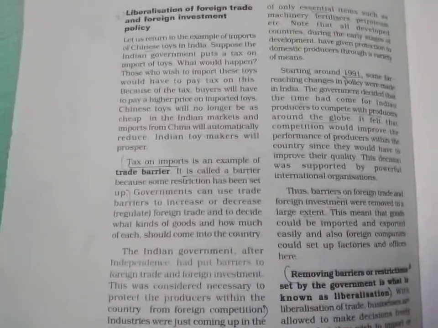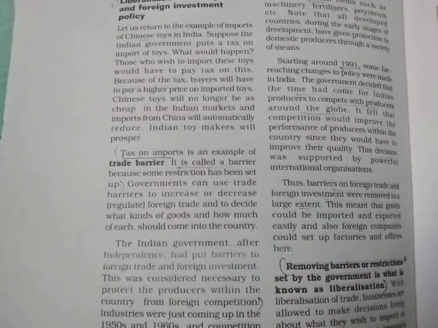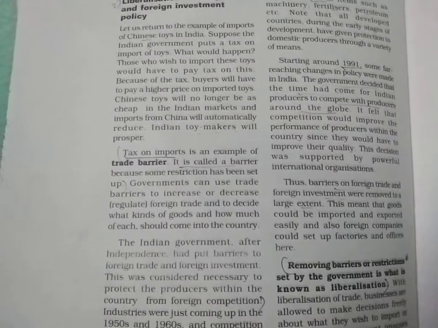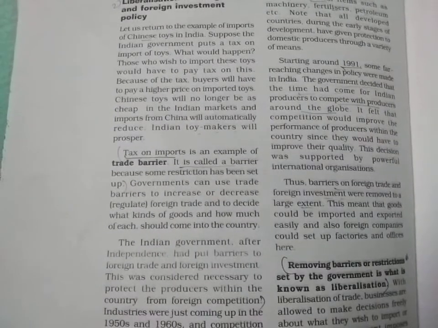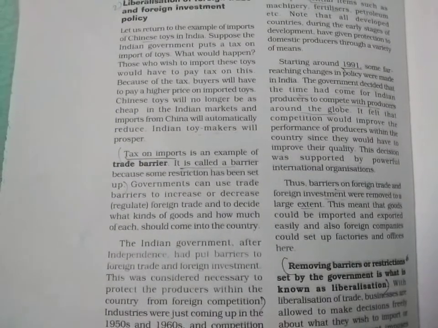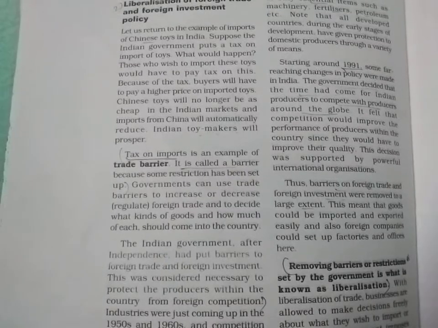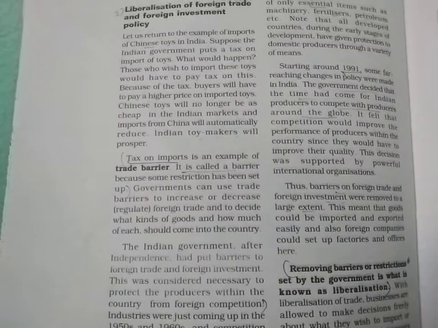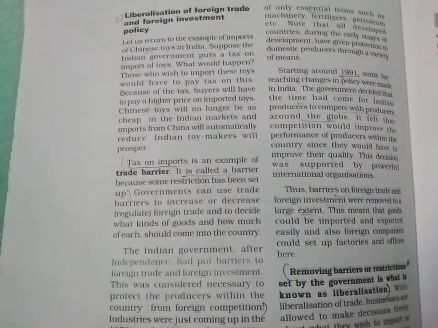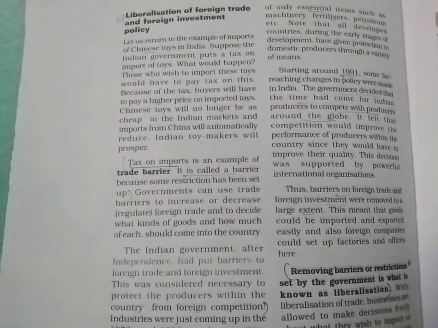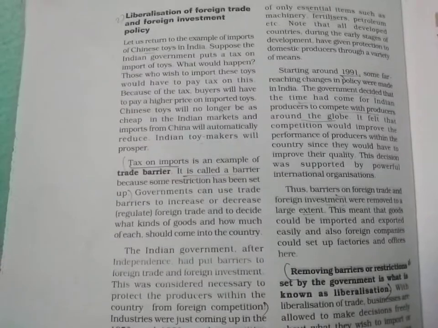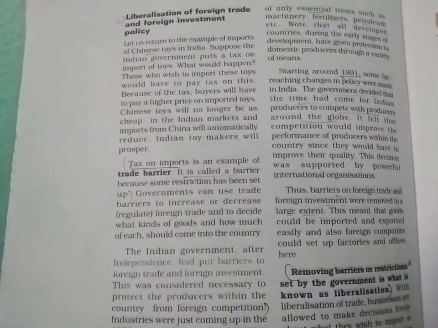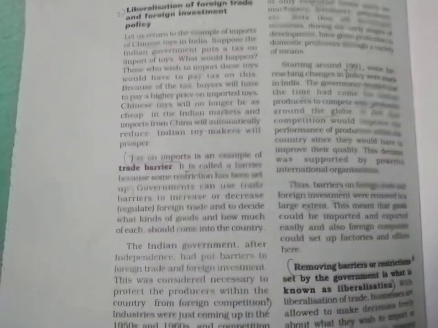In this way, the government of India has changed the plan, and the government has imposed tax on imported items like Chinese toys. In this way, Chinese toys are not able to do business in India. If the tax is imposed, the price of the product will increase, and the market price of this product will increase. Similarly, they cannot do business here in India.